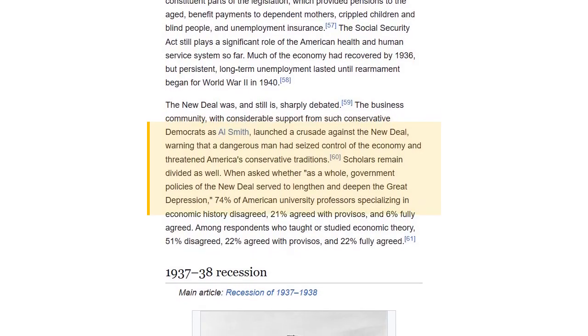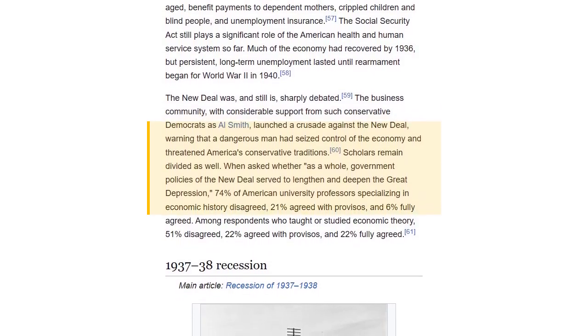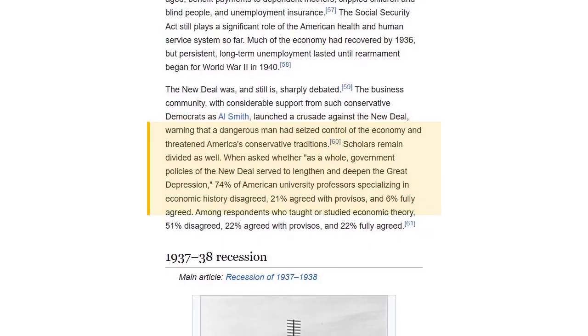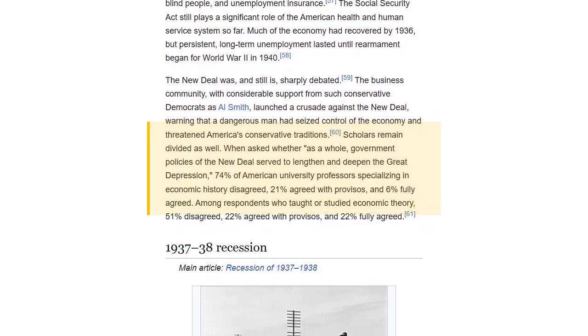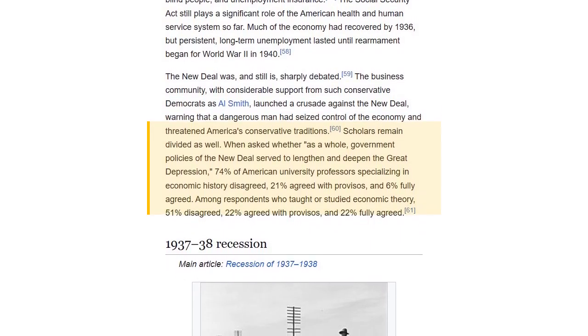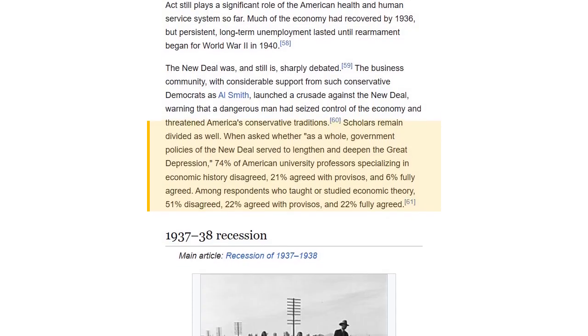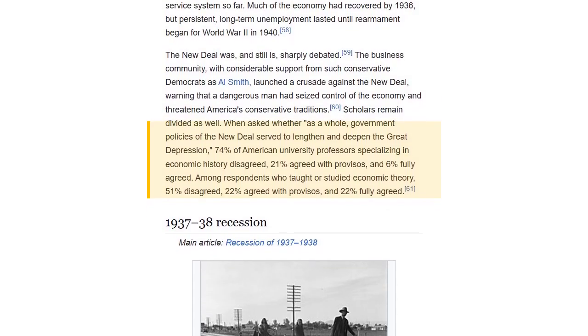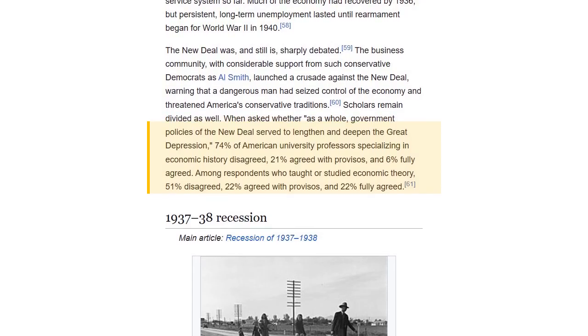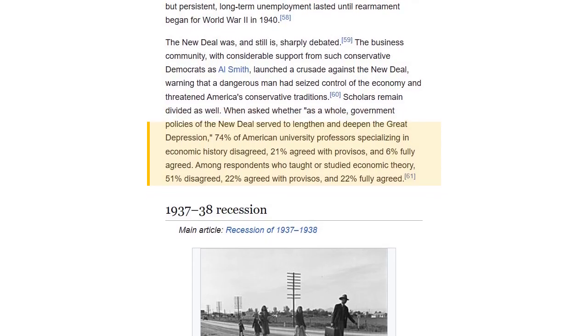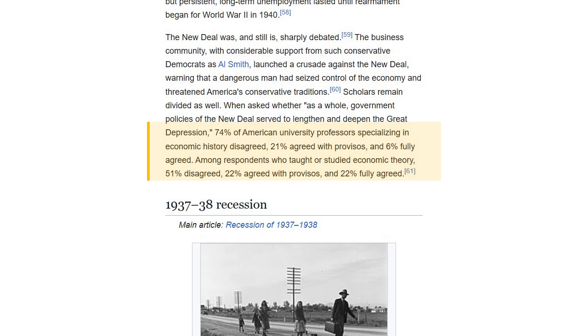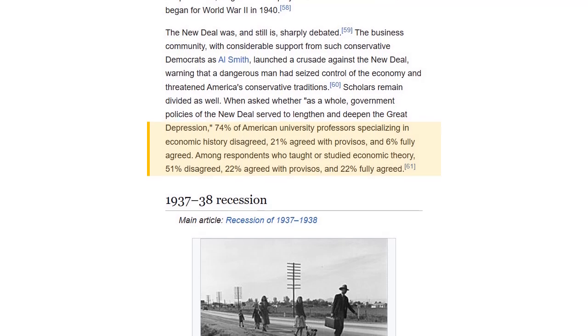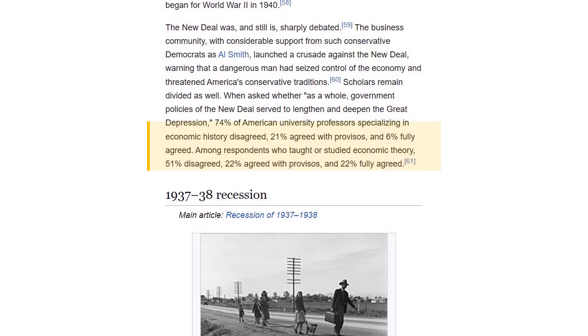Scholars remain divided as well. When asked whether, as a whole, government policies of the New Deal served to lengthen and deepen the Great Depression, 74% of American university professors specializing in economic history disagreed, 21% agreed with provisos, and 6% fully agreed. Among respondents who taught or studied economic theory, 51% disagreed, 22% agreed with provisos, and 22% fully agreed.